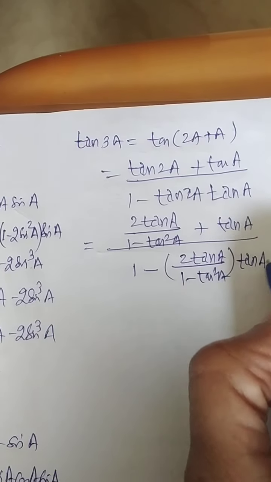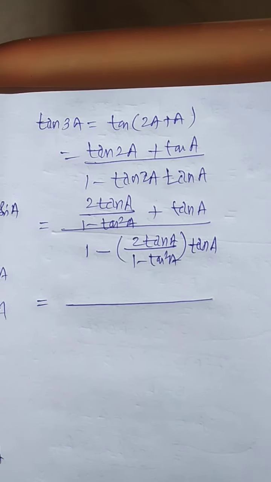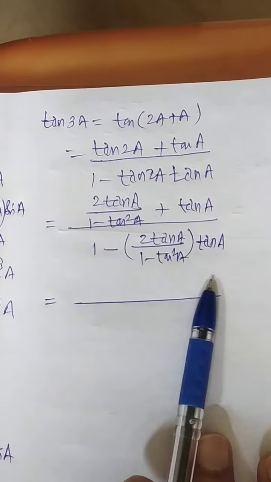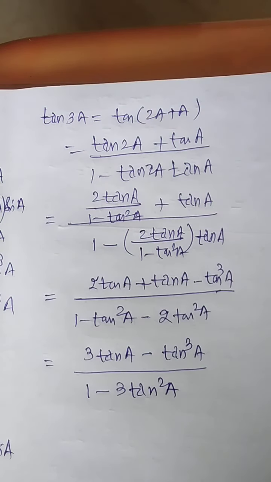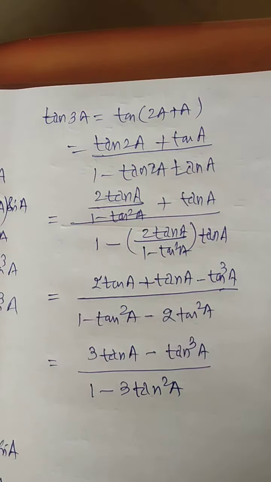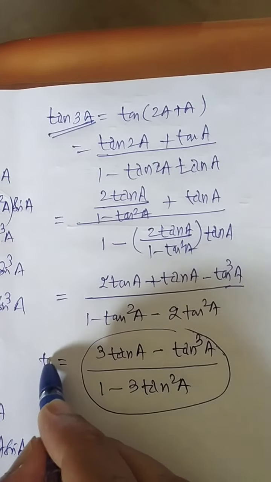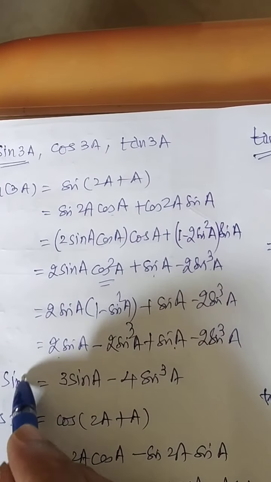Go on simplifying, I am just leaving it here. What you can do is take the LCM. 1 minus tan square is the LCM in the numerator, and 1 minus tan square is the LCM in the denominator. That is going to get cancelled and you can get the formula for tan 3a. Simplify, and check whether this is the final answer. So now you have got 3 more remarks. One is tan 3a, this is the formula for tan 3a. And this is the formula for sin 3a.